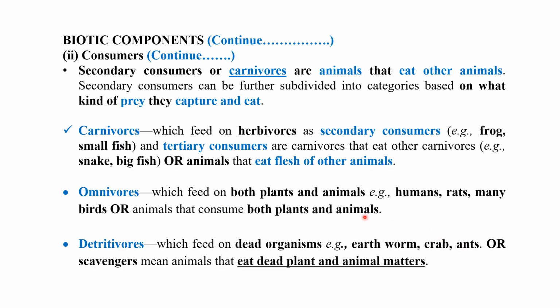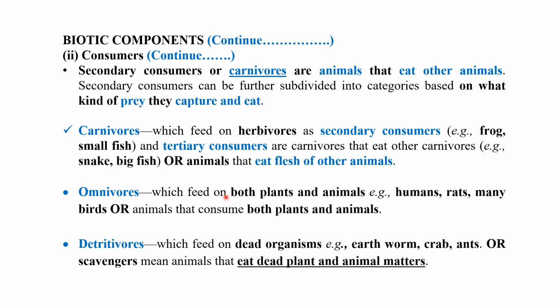Next, under the heading consumers, secondary consumers are the carnivores, animals that eat other animals. Secondary consumers can be further subdivided based on what kind of prey they capture and eat. Carnivores that feed on herbivores are secondary consumers, like frogs and small fish. Tertiary consumers are carnivores that eat other carnivores, like snakes and big fish. Why are they called tertiary consumers? Because the snake can eat the frog, and the big fish can eat the small fish. Animals that eat the flesh of other animals are called carnivores. So the secondary consumers are nothing but carnivores, and the tertiary consumers are also carnivores.